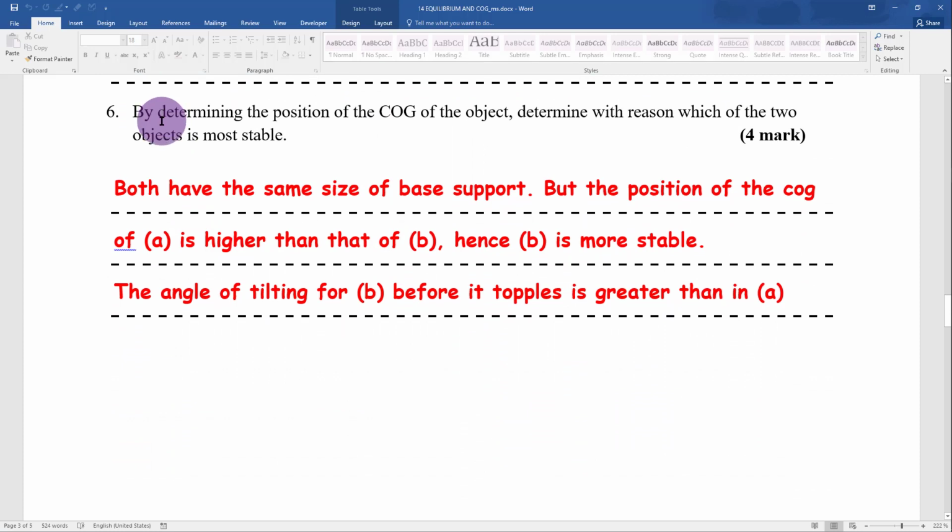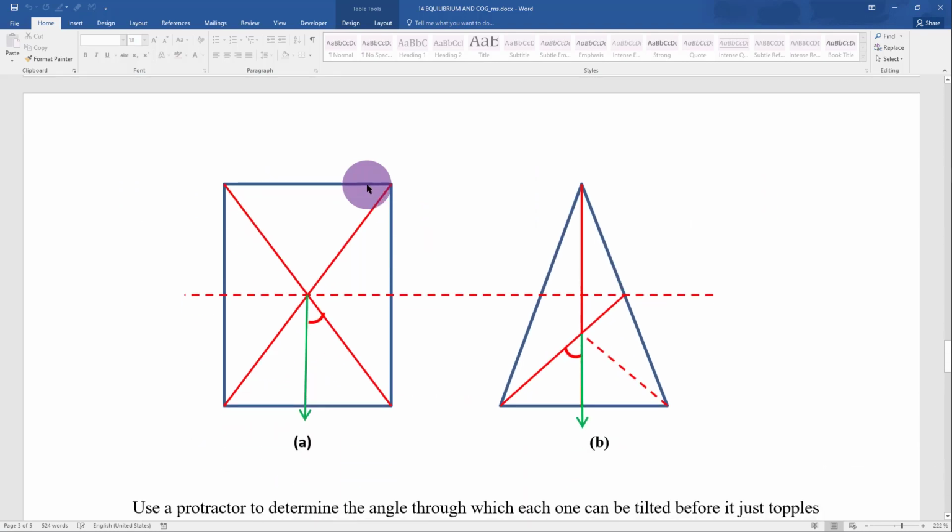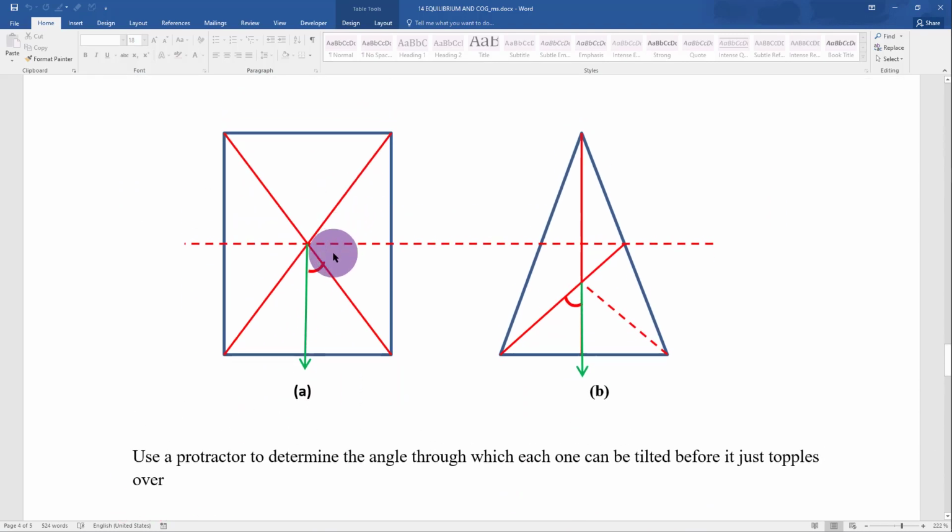Question 6. By determining the position of the COG of the object, determine with reason which of the two objects is most stable. So let's look at the two objects. There is this rectangle here, and there is this triangle. The lines that I've drawn in red are actually the answers that you expect. So first of all, I determine the center of gravity of this rectangle, as we did in the first question, just by drawing diagonals. And I know that this is the center of gravity of the object, the point through which its weight will act vertically downwards.